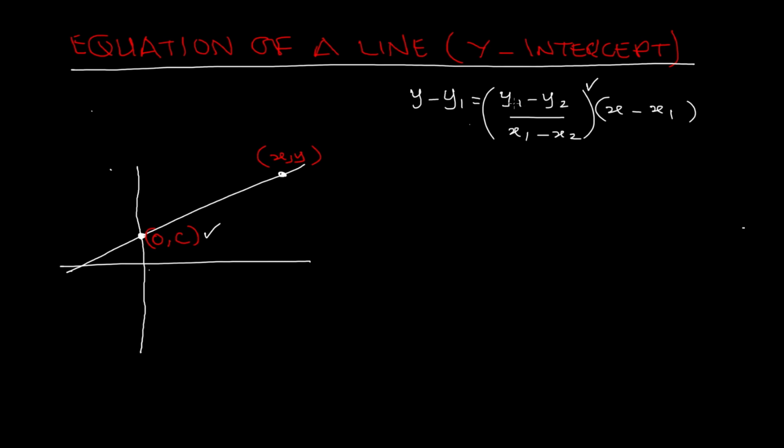Okay, so when you have a situation like this, you have your gradient. So here we're going to have y minus y1 is equal to m, because we're going to replace this whole expression with m. So this becomes mx minus x1, like that. Okay, so that becomes the next step of our equation.